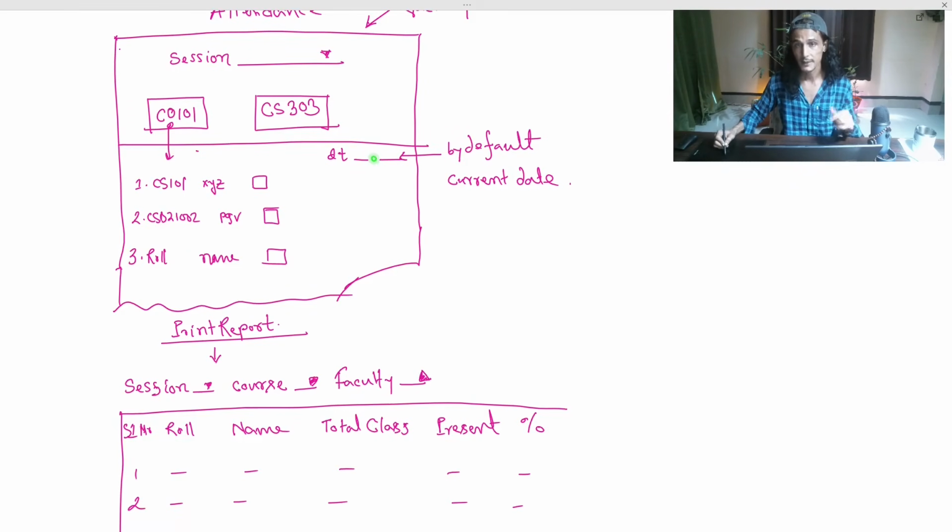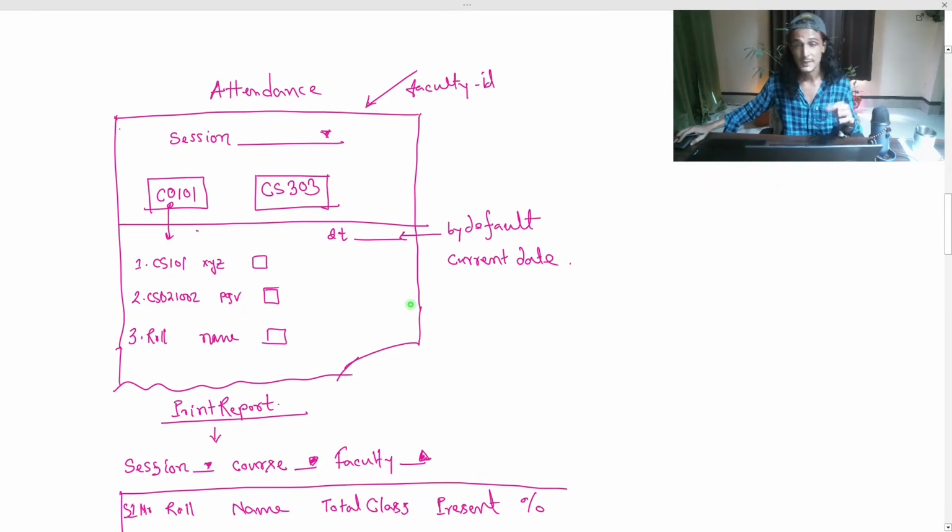But if the faculty wants to see the attendance of some previous date, he or she will be able to click here and change the date. And in that case, some of these checkboxes will come as tick, some will come as not tick. So if it is a tick like this, it means that these two students were present on that particular day, and this student was absent on that particular day. So more or less, these are the functionalities that we want in our application.